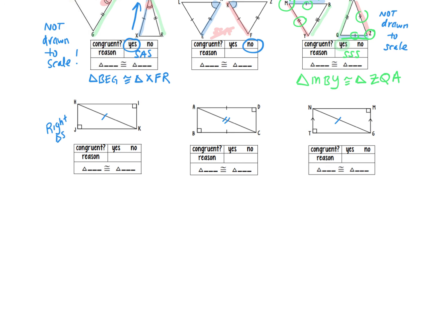So potentially we could be using hypotenuse leg. It is true that they are sharing a hypotenuse, right? But we don't have any indication that the legs are congruent to each other. So we have to make the conclusion that no, they're not congruent. They appear to be congruent, but we can't say for sure that they are without another piece of given information.